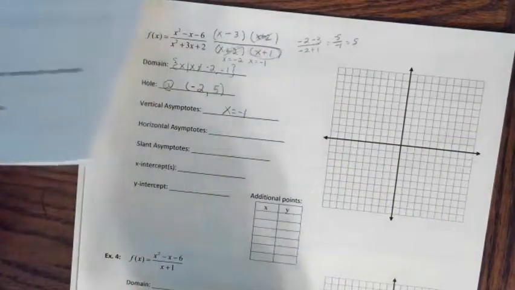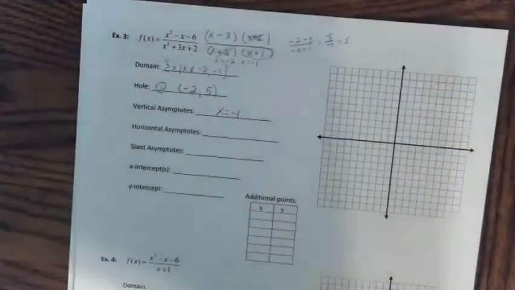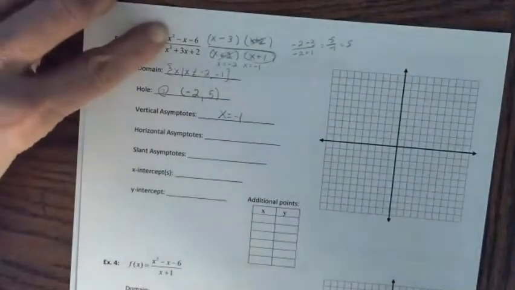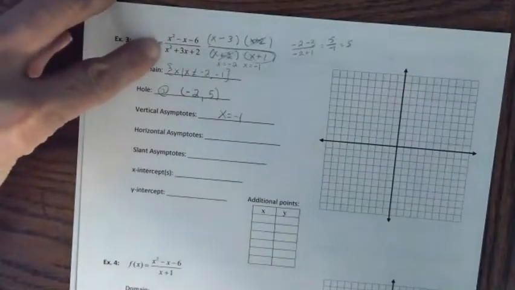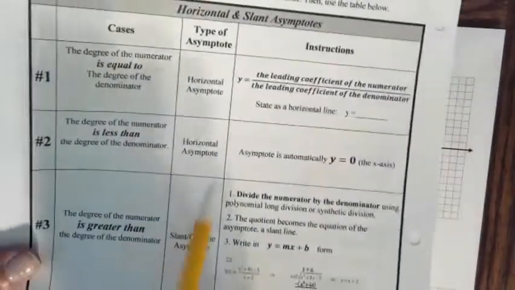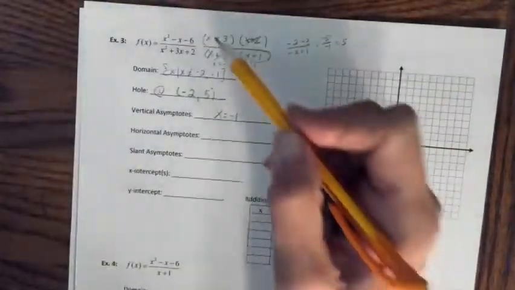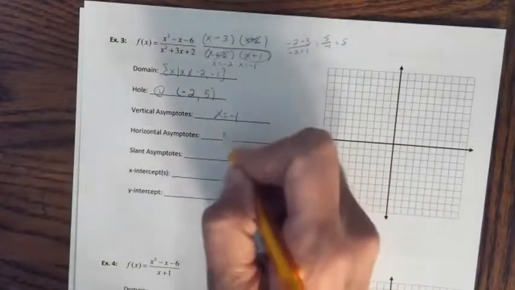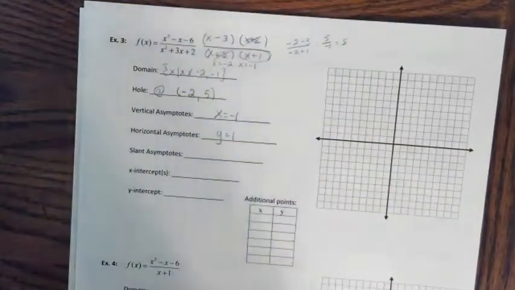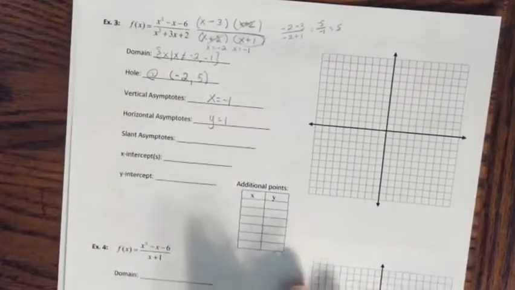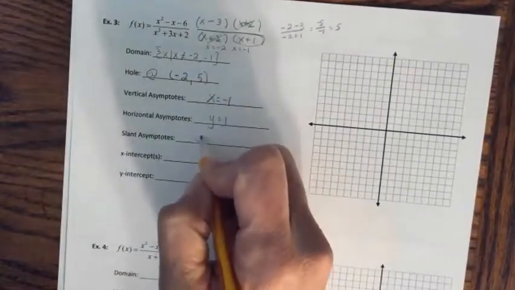Horizontal asymptote. Remember, we're looking at the degree of the numerator versus the degree of the denominator. The degree of the numerator is 2, the degree of the denominator is 2. So we do y equals leading coefficient divided by leading coefficient. So y equals 1 divided by 1, which is 1. So if there's a horizontal asymptote, there is no slant.